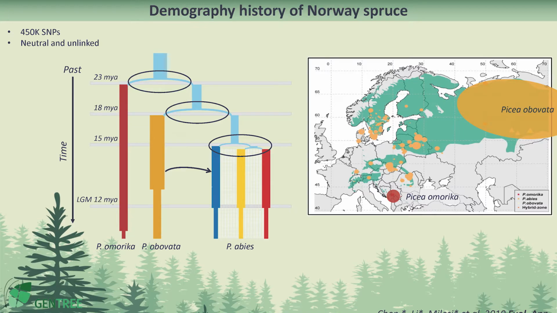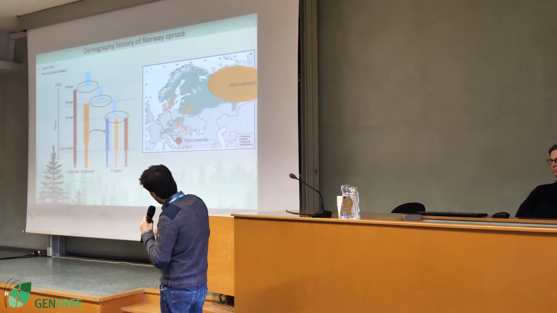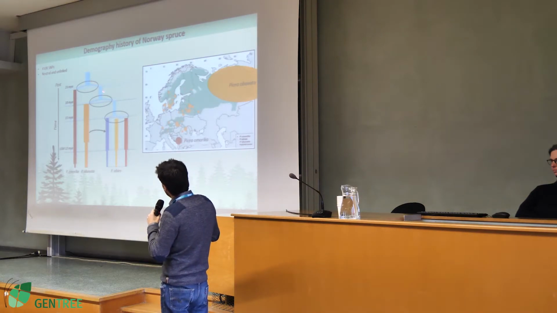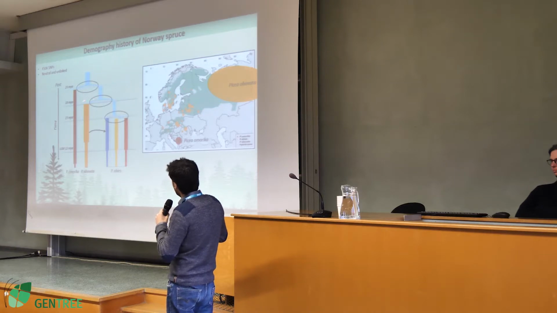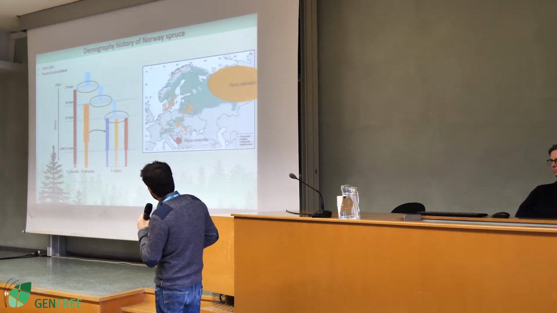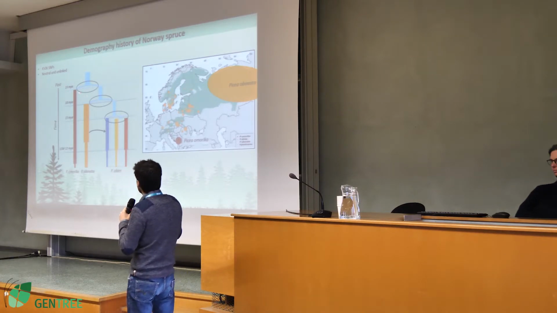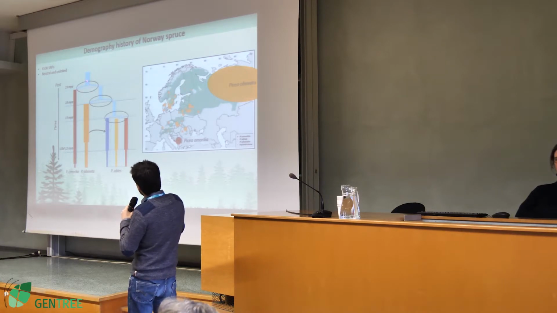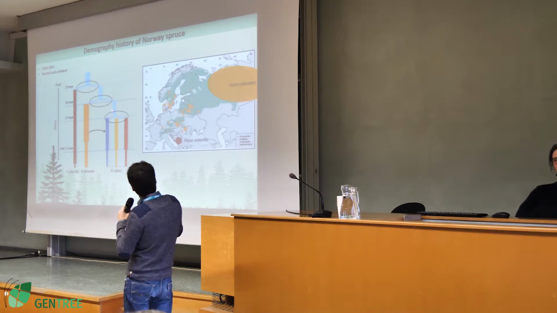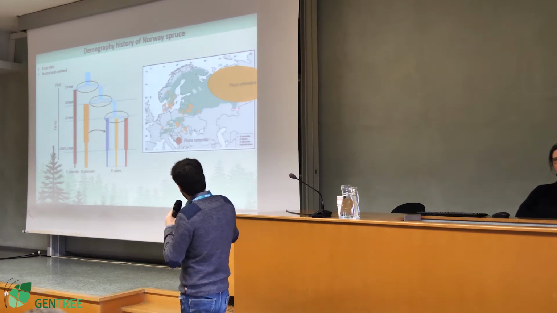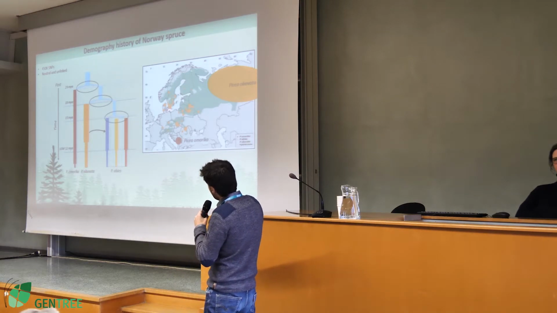Based on roughly 500,000 SNPs that are putatively neutral and unlinked, we infer, on that graph you have the time which is running like this, the different splits that occur between the main species of that phylogeny, and we infer also the change in effective size. So for instance, 23 million years ago, Picea omorika, which is found here in Serbia, diverged from the common ancestor of Picea obovata and Picea abies. Picea obovata is found mainly in Siberia, and Picea abies in Western Europe, right?